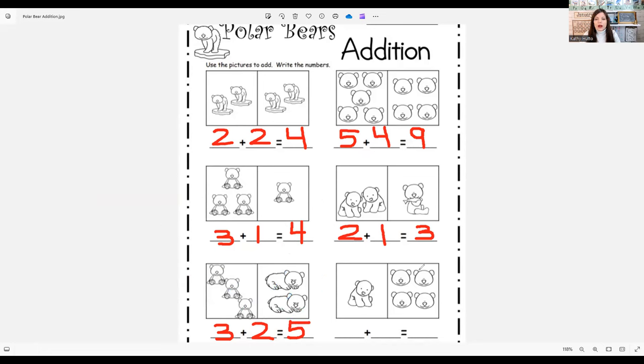Okay, last one. How many polar bears in the first box? One. How many polar bears in the second box? One, two, three, four. How many polar bears all together? One, two, three, four, five. One plus four equals five.